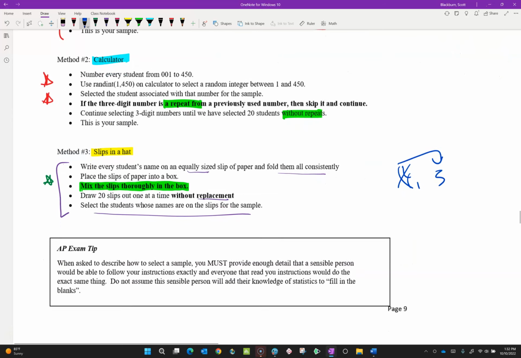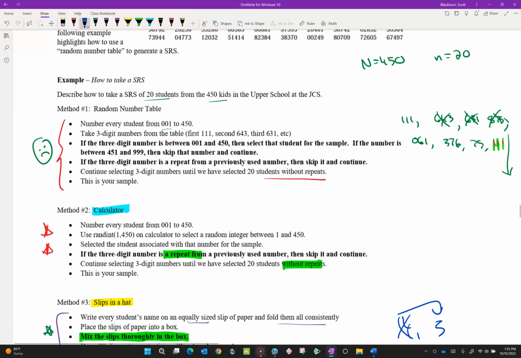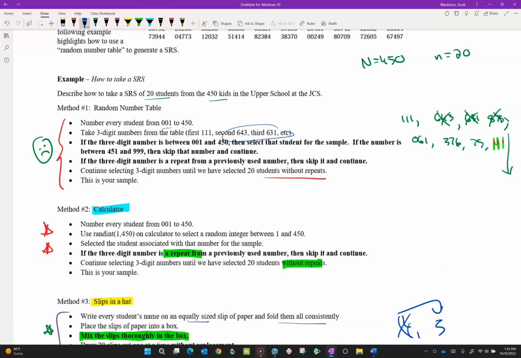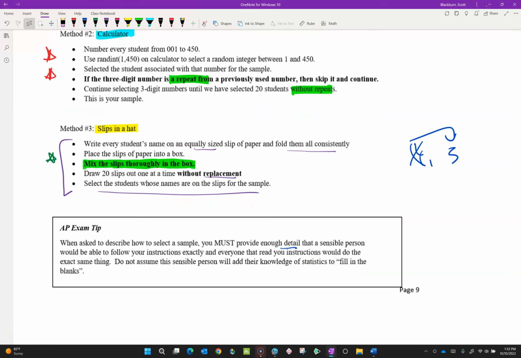Whatever. When asked to describe how to select a sample, you must provide enough detail that a sensible person would be able to follow your instructions exactly, and everyone that read your instructions would do the exact same thing. You cannot assume that this person will fill in the blanks with their knowledge. Like, oh yeah, of course, mix it up. Of course, take out the repeats. Of course, don't count the numbers that are not valid. No, no, no. You have to have enough detail to say exactly what the procedure is. Okay?